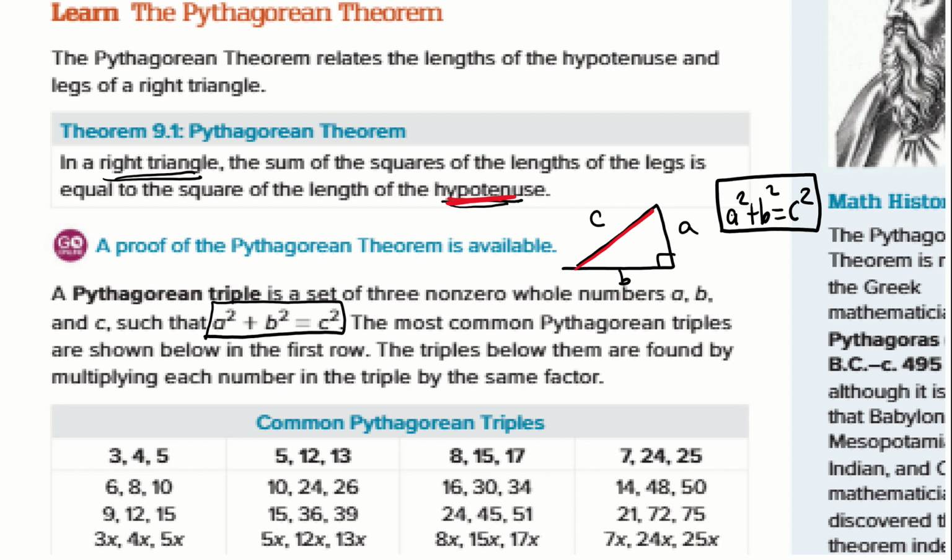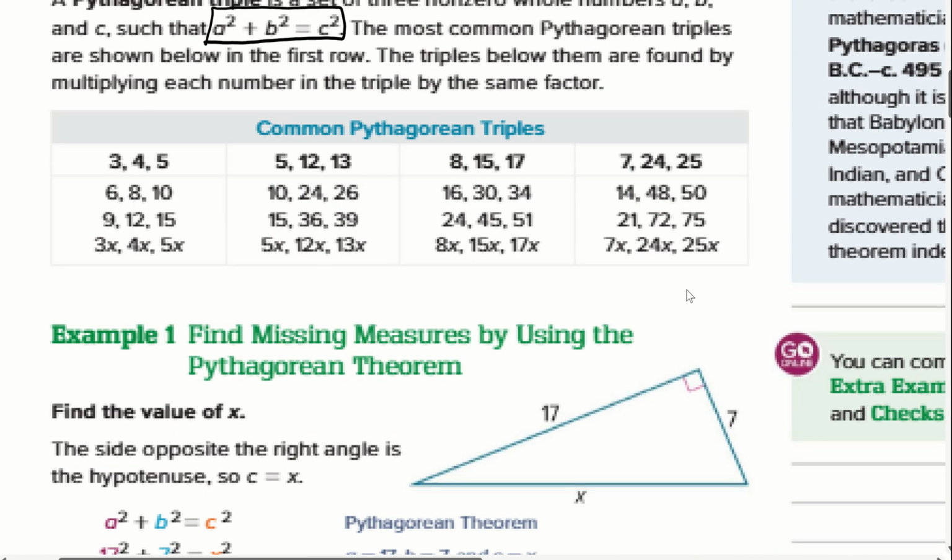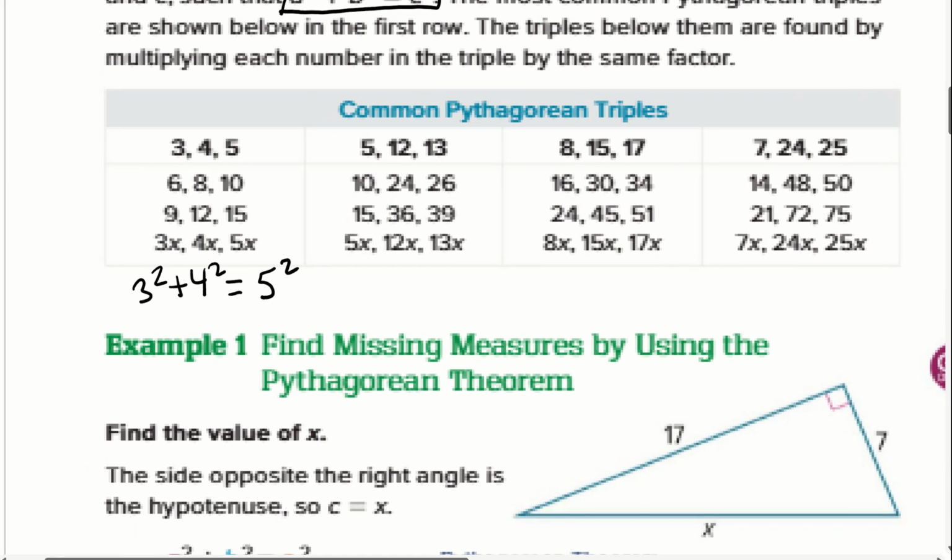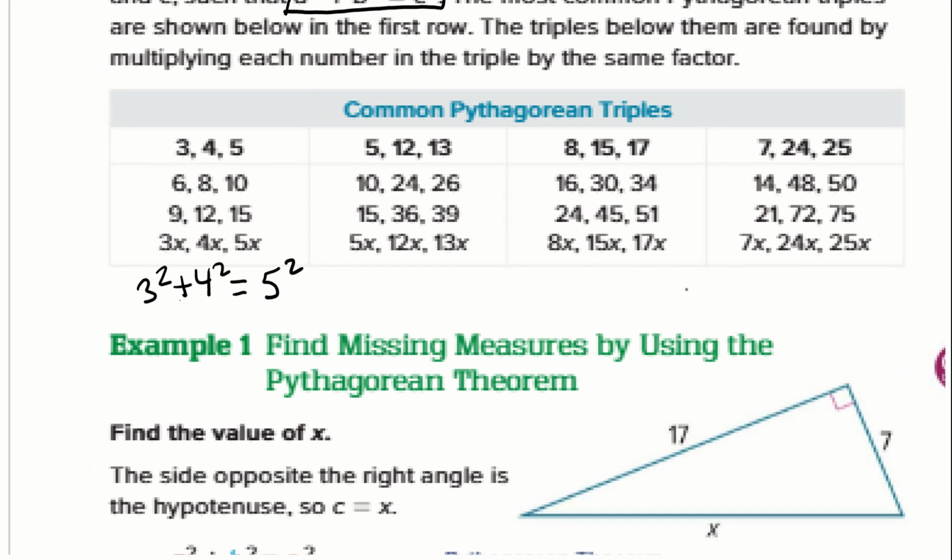And a Pythagorean triple is when you take three numbers and these three numbers satisfy the Pythagorean theorem. Okay, so let's give you an example of that. The triple 3, 4, 5 is a Pythagorean triple because 3 squared plus 4 squared is equal to 5 squared. Let's see if that's true. 3 times 3 is 9. 4 times 4 is 16. 5 times 5 is 25. Is 9 plus 16 equal to 25? Yes. So this is a Pythagorean triple.